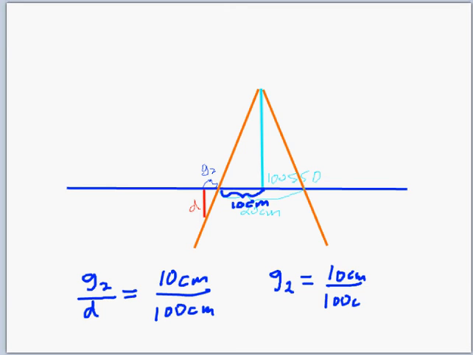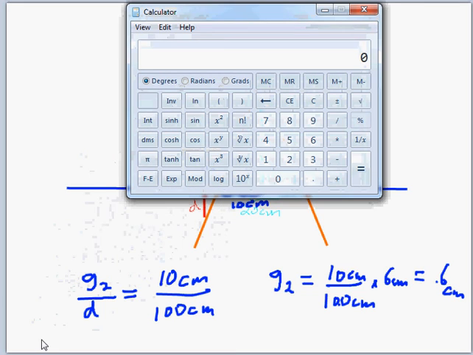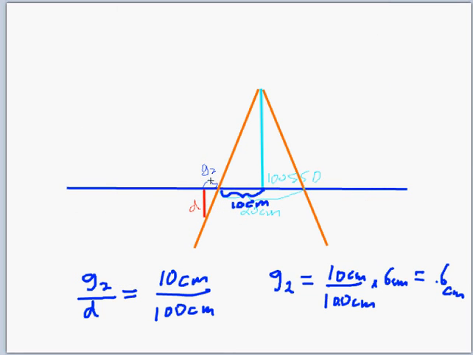All right, and so if we write that out, I just brought this D up over on the other side. The D is 6 centimeters. So G2, this gap 2, is equal to 10 divided by 100 times 6. That's going to be 0.6 cm, which I'll prove to you with my calculator. So again, we have 10 divided by 100 times 6, 0.6 centimeters. So this little part of the gap is 0.6 centimeters.